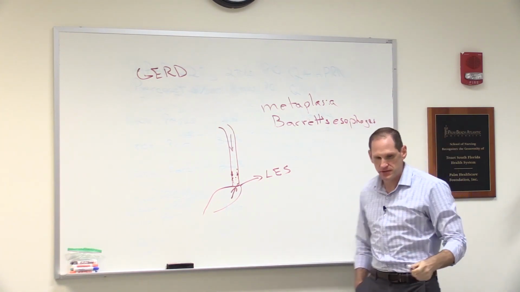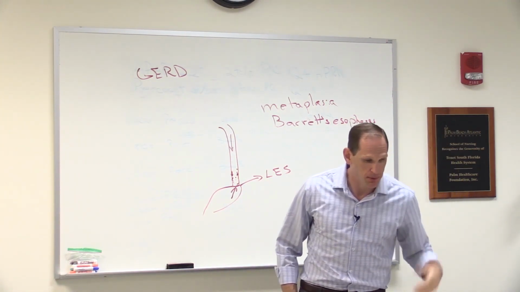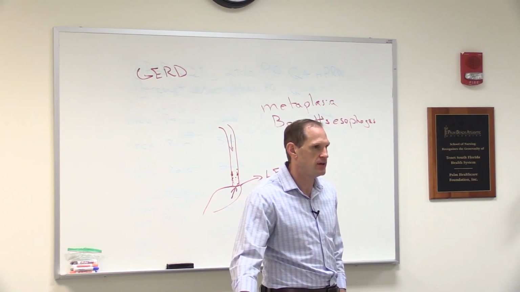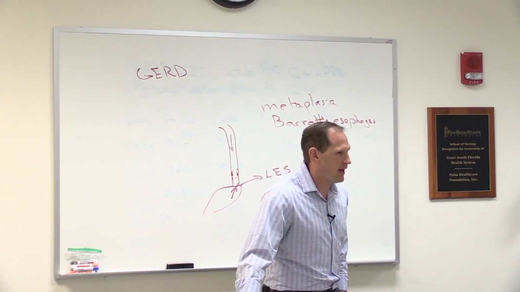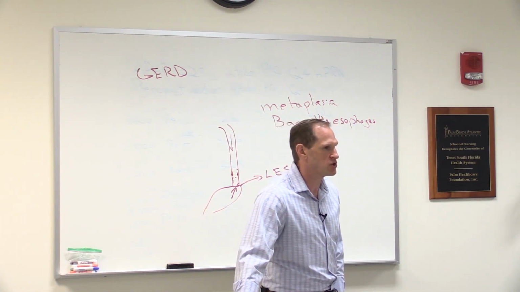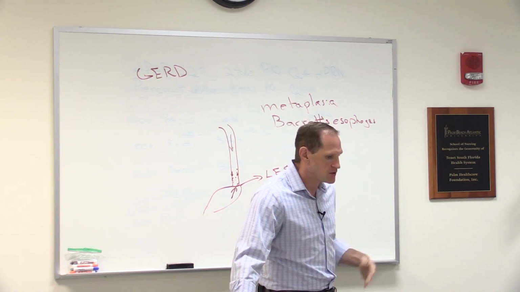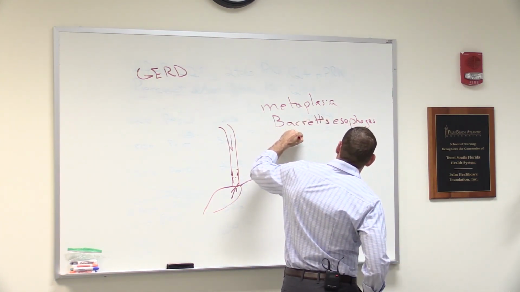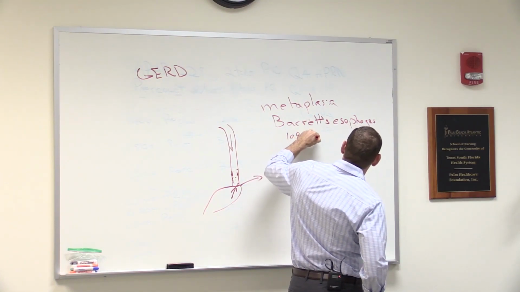The problem is that Barrett's esophagus, and metaplasias in general, are a sign that your body is trying to mutate cells. And if it's allowed to continue, it could potentially lead to cancer. So 10% of Barrett's patients end up with esophageal cancer.